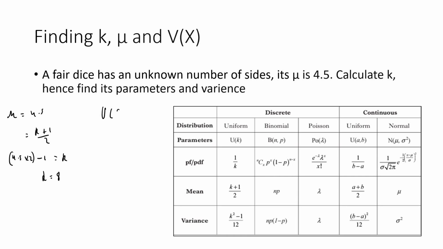Now we need to find its parameters, which is just U and in this case, so that's U 8. And now we need to find the variance, which is k squared, 64, minus 1 over 12, which gives us 5.25.